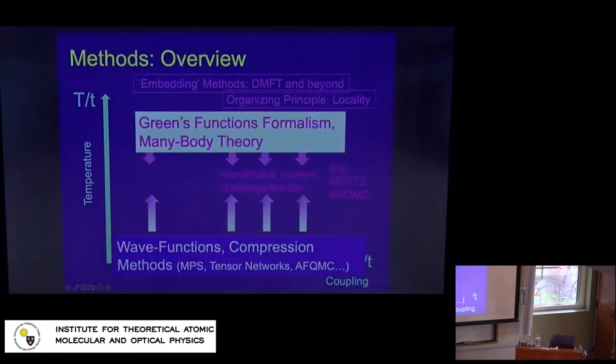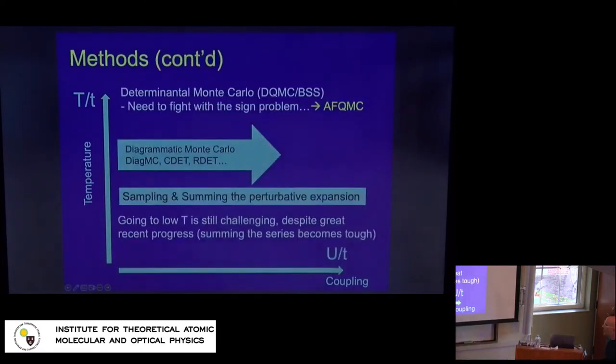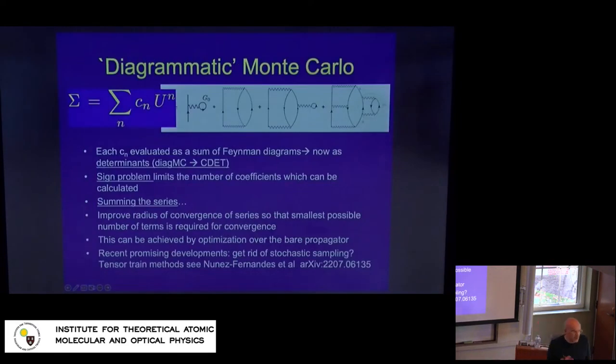There is a third class of methods which look a little bit transversally into the problem, which is trying to start from weak coupling and move into the intermediate and strong coupling regime. And one of the important progresses in this field over the last decade has been the development of various flavors of diagrammatic Monte Carlo, which is again a sampling idea, but a sampling idea which is not based on sampling particle configurations, but sampling the Feynman series, the expansion in terms of Feynman diagrams.